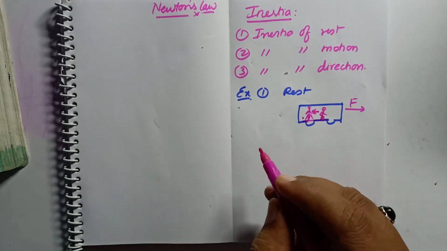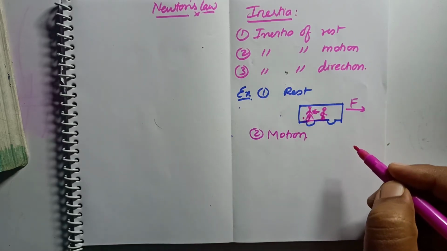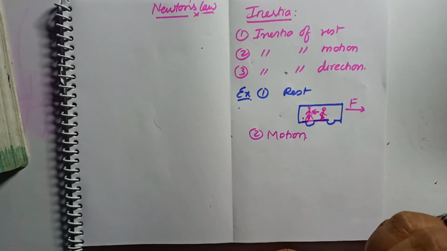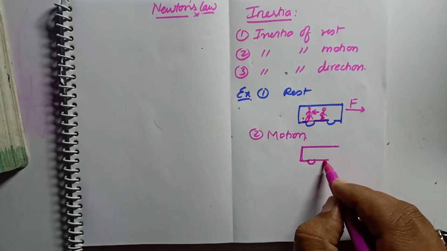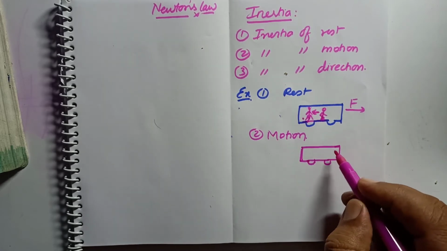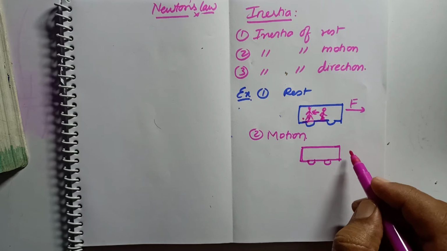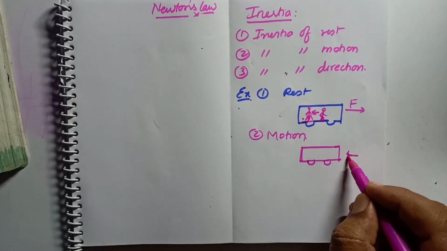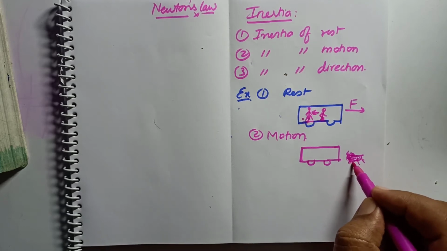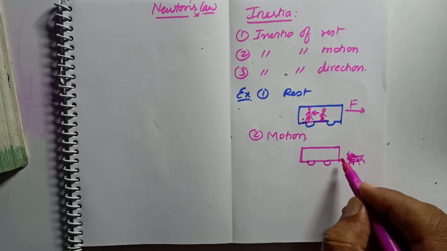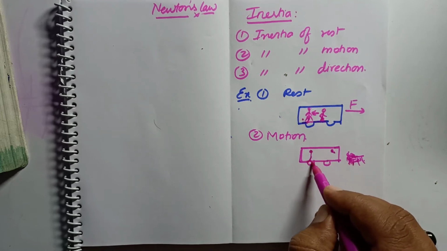Okay, the next example I am going to give you is inertia of motion. What do you mean by inertia of motion here? For that I am considering one bus, and let us take this bus is already in motion. The bus is moving. Suddenly a donkey came on the way of the bus. So brakes are applied by the driver.